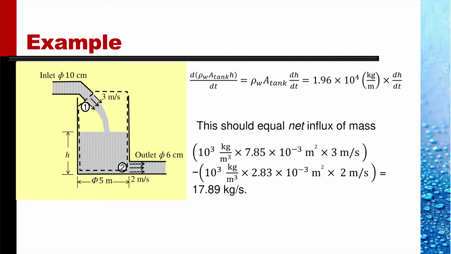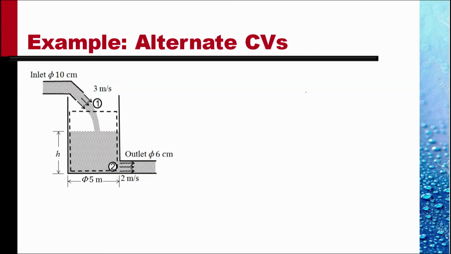This is equated to the rate of accumulation to obtain dH by dt. We could work with alternate control volumes as well. Suppose we had chosen this control volume as shown. We are not worried about the second recommendation, which said that the control surface should preferably be normal to the velocities.